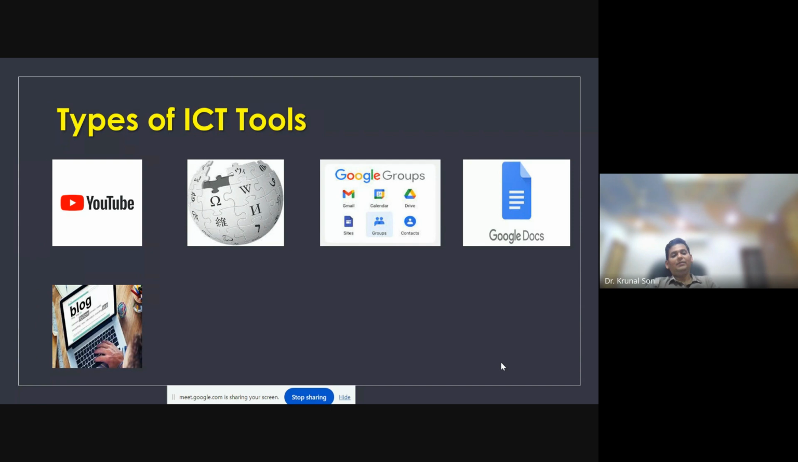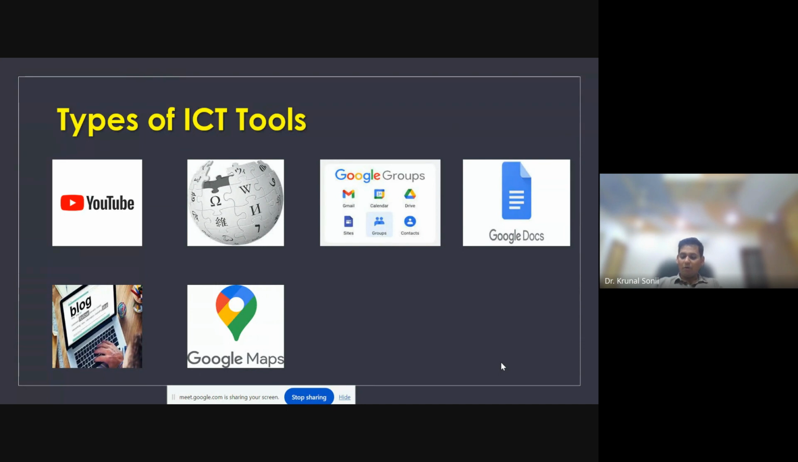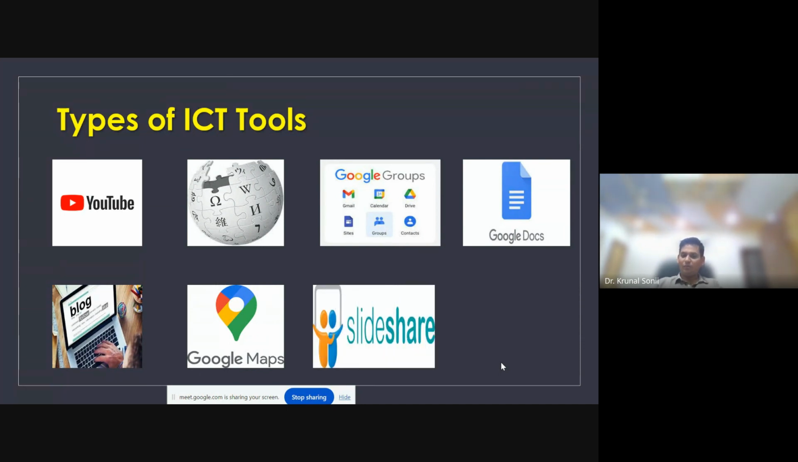Blogs. If you are searching for recent information, or for people's opinions on certain topics, right? You can always refer to multiple blogs which have been written by multiple authors on various topics. So blogs are also one of the important sources. Google Maps, we already know that, so I will not discuss much on it. Slide shares. If you are looking for any smart presentation, or for some good content on the topic which you have to deliver at some place.